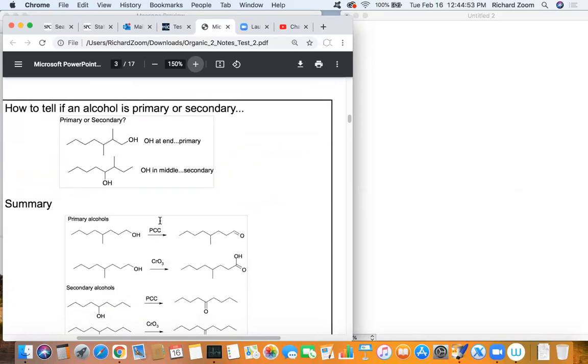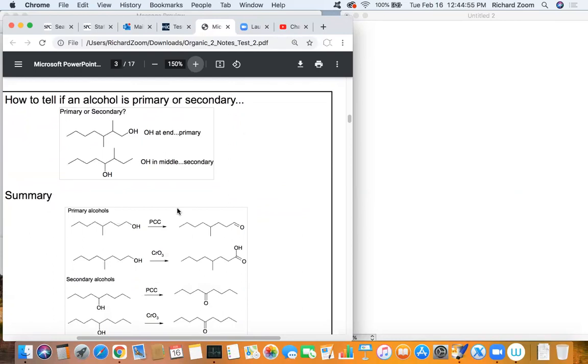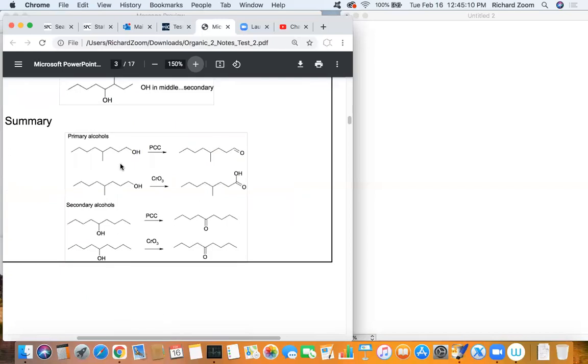All right, so let's see how we tell if an alcohol is primary or secondary. In the case of primary alcohols, the OH is at the end. And in the case of secondary alcohols, the OH is in the middle of the chain. So here are a couple of examples. These are primary alcohols that you're seeing here in the summary at the top.